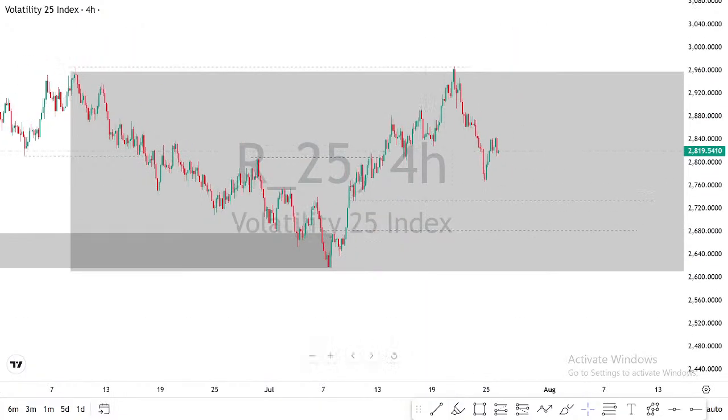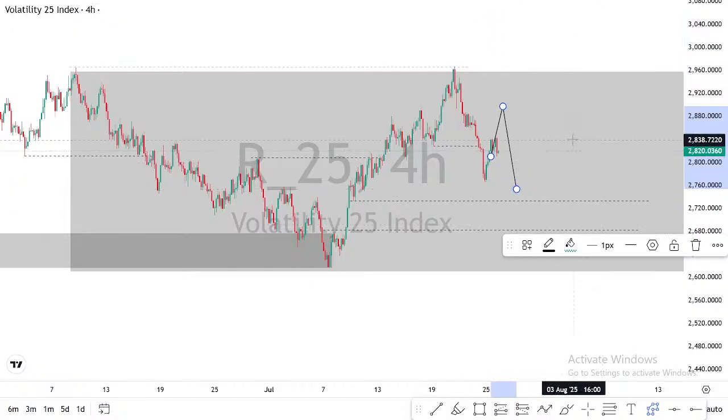Let's see, what do we have here? We had a change of character for this 4 hours time frame, and when there is a change of character, we're expecting the market would come back. We're expecting the market is going to do some little comeback before movement. So that is a change of character for me.